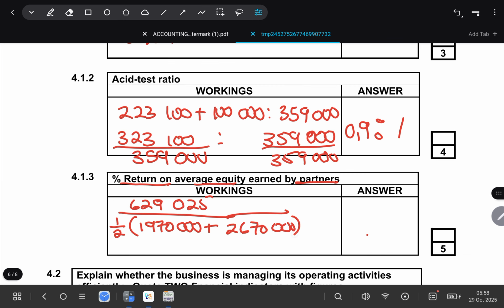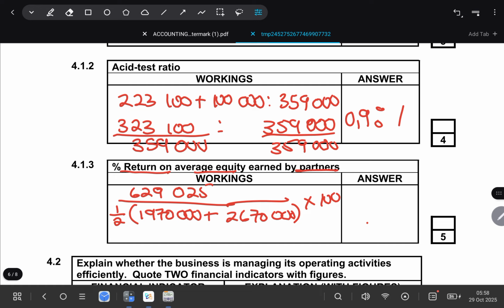Then when we have done this, we are going to put that 2,670,000 here. And then remember, this must be multiplied by 100. But in order to avoid making any mistake, get the average of the two. 1,970,000 plus 2,670,000 is going to be 4,640,000. If you take your answer and divide it by 2, it will give you 2,320,000. Then when you divide 629,025 by 2,320,000 and multiply by 100, it will give you the final answer.